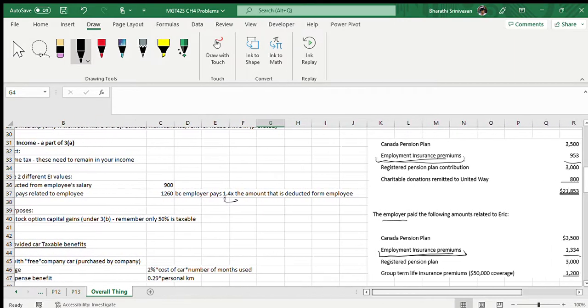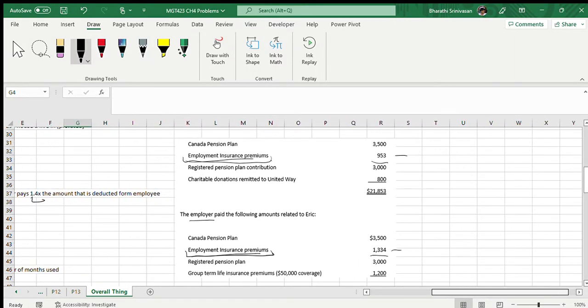Another thing is, you might be wondering why there are two different registered pension plan contributions. When it says the employer paid the following amounts, this means it's something the employer paid out of their pocket. They decided to be a good person and take money out of their business to pay for this RPP.